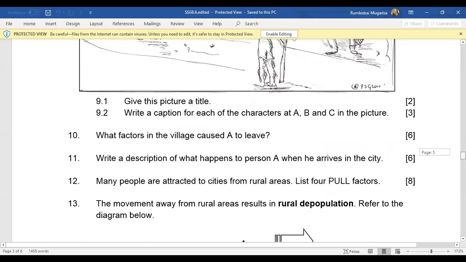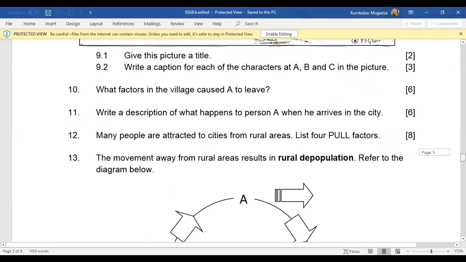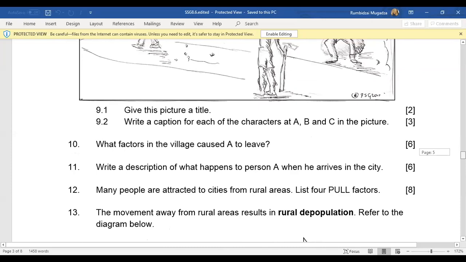Okay, let's try another one. On question 10, what factors in the village caused A to leave? Why do you think this man labeled A is leaving the village? What factors in the village caused A to leave? Remember, we looked at the push and pull factors. You remember? To earn more money. That's correct, Helene.